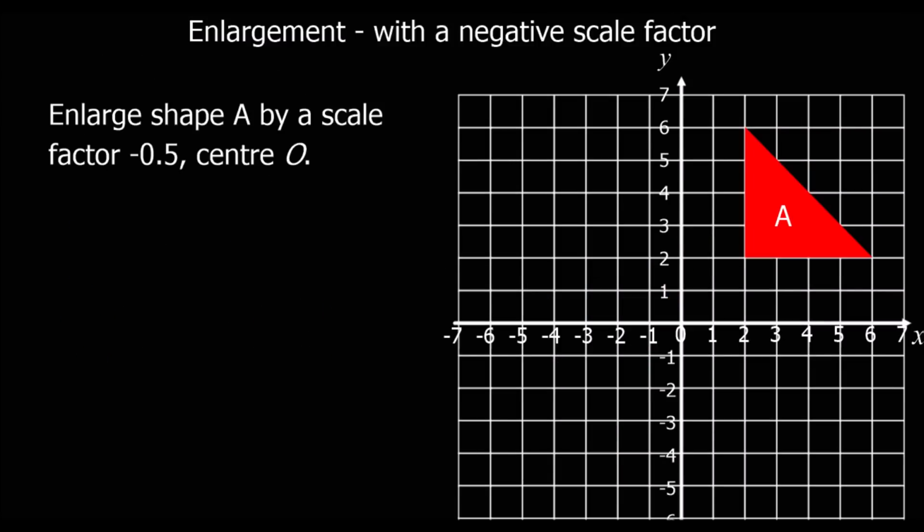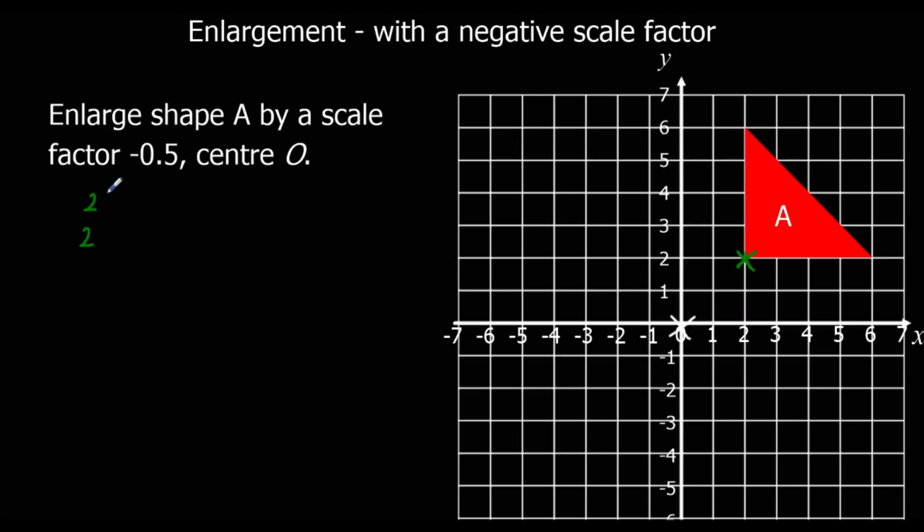Okay, this time we've got another shape A, another triangle, and we're going to enlarge it by a scale factor -0.5, center at the origin. So we're going to do the same thing again. Our center of enlargement is at the origin this time. So how far do I have to go to get to, pick a corner, I'm going to call this the green point. To get from the center of enlargement to the green point, it's along 2, up 2.